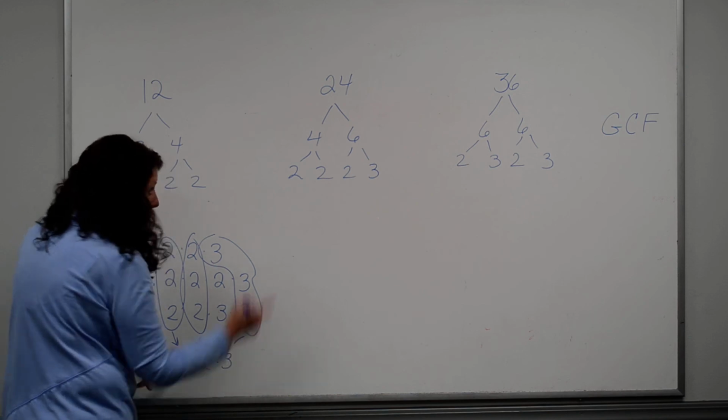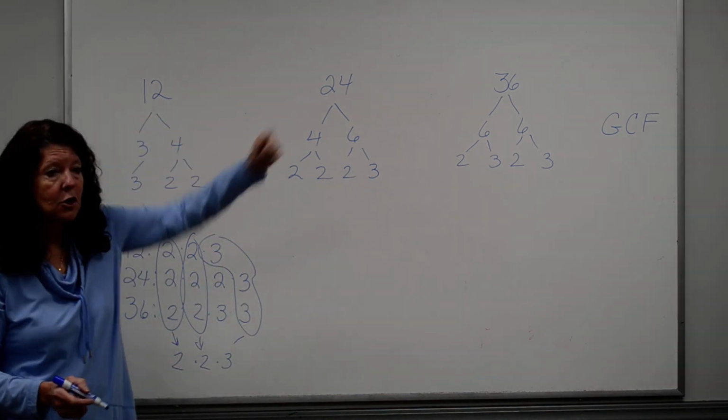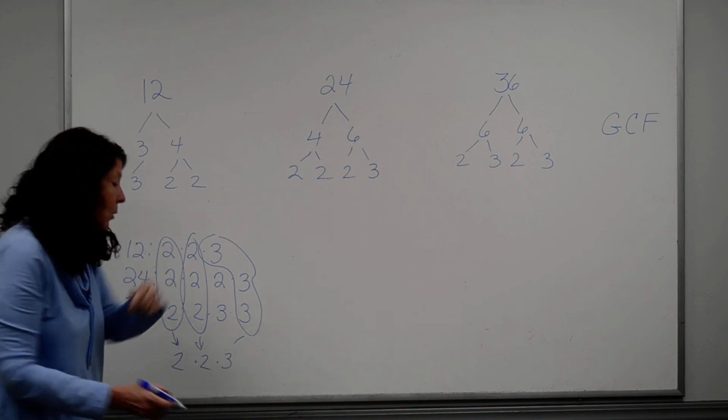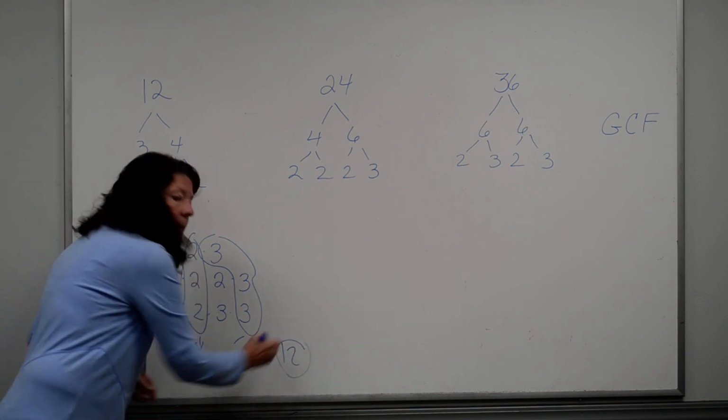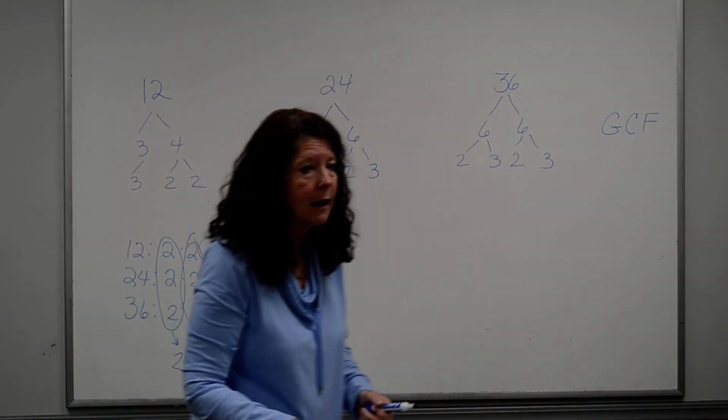So my greatest common factor, or the number that can divide into all 3 of them, the highest number, is going to be 2 times 2 times 3, or 12. Now, sometimes you don't need to do a factor tree. You can just look at them and figure it out.